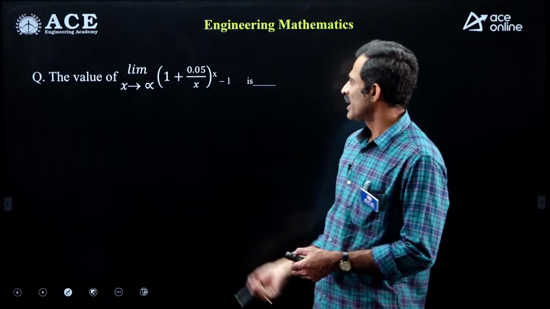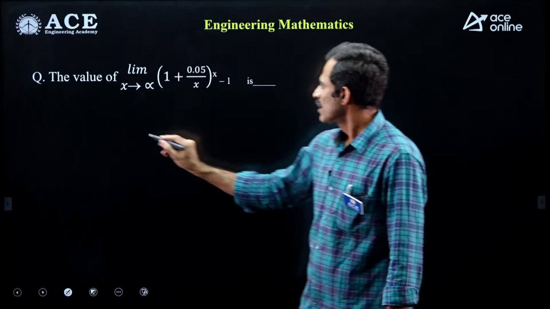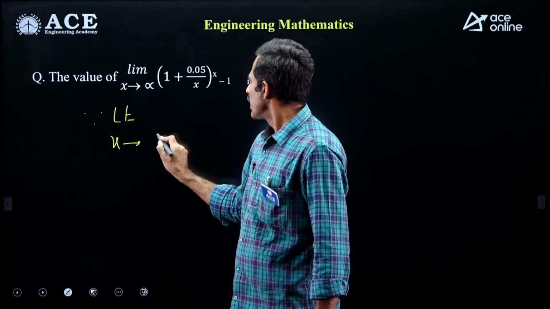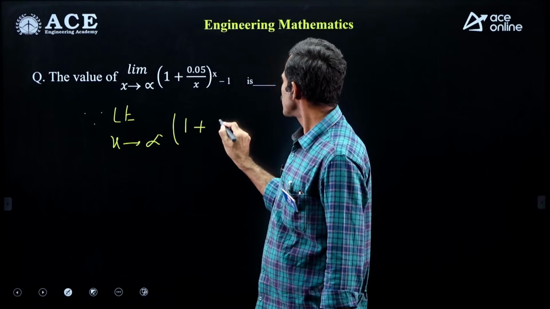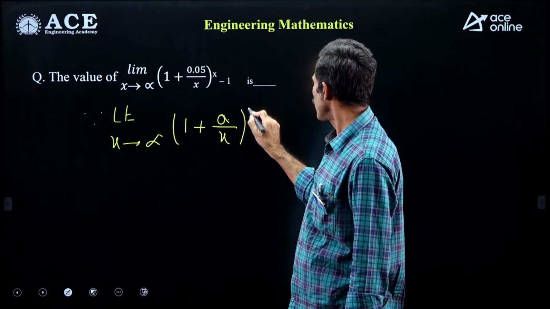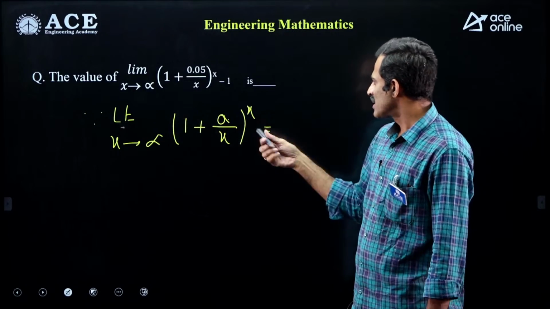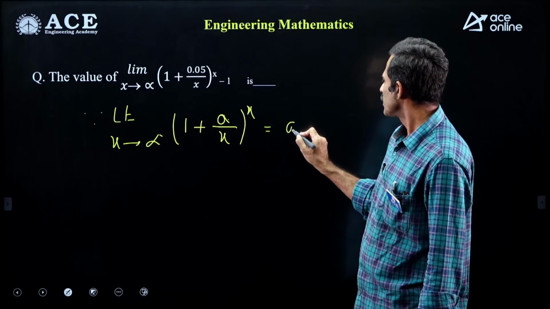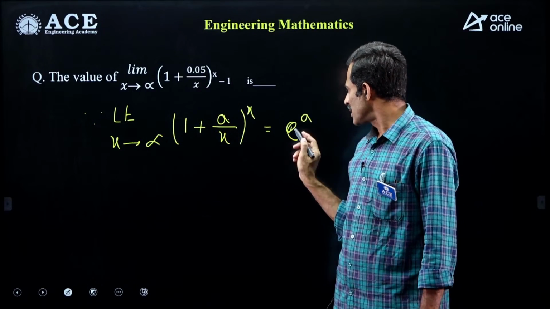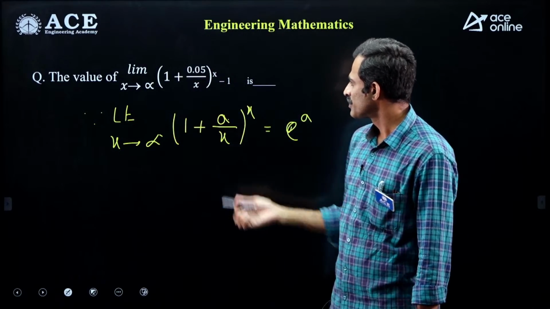The value of the limit is, and it is directly the standard limit function, since the limit as x extends to infinity of 1 plus a by x, whole power x, equals, according to the standard limit, its value is directly e power a. The value of this limit is e power a. Now this is in the form of directly this.